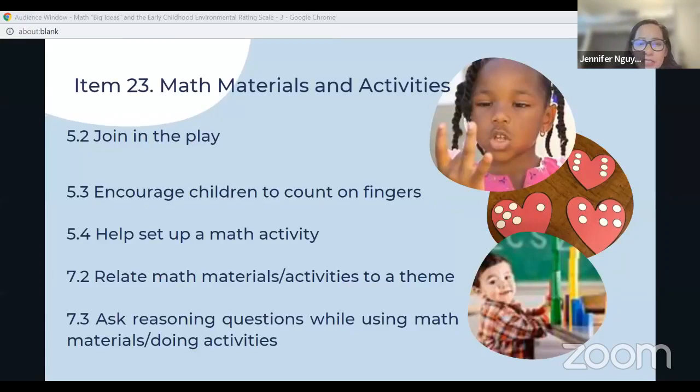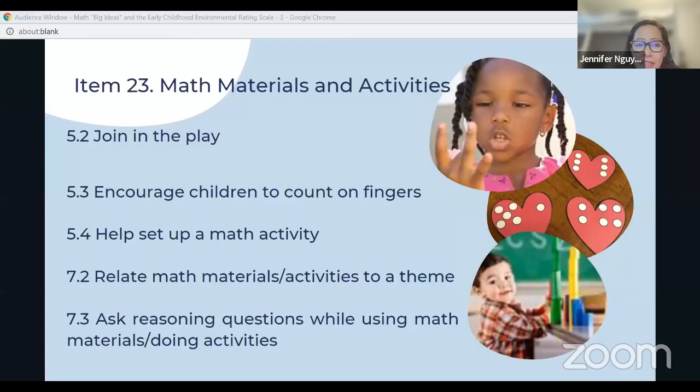5.3, encourage children to count on fingers. So the teacher may be teaching one-to-one correspondence, and she's using, or he's using, his fingers and saying 1, 2, 3. Now that's not enough. They want you to also say, Jonathan, Jose, can you show me 3 fingers and count with me? So that's what it means, encourage children to count on the fingers.